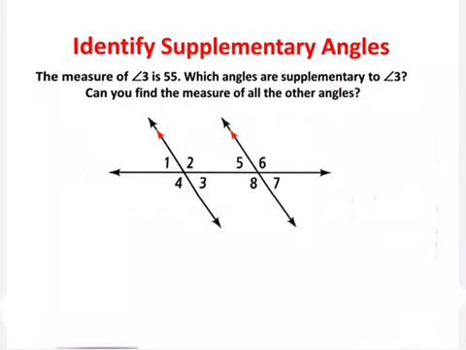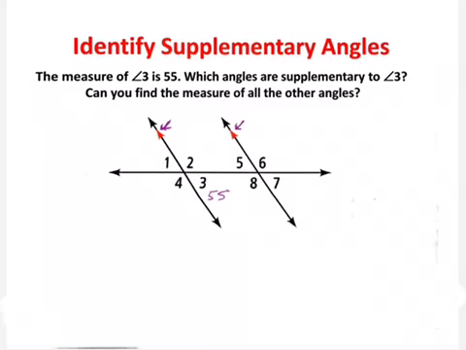The measure of angle 3 is 55. Which angles are supplementary to angle 3? And can I find the measure of all the other angles? Well, if I know that the two lines are parallel, and I know that because of the symbols here, this symbol here means that these lines are parallel, then I automatically know that angle 8 should also be supplementary to angle 3.